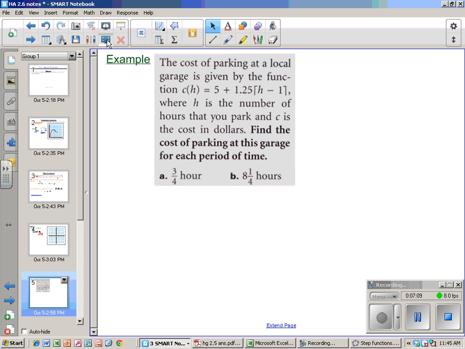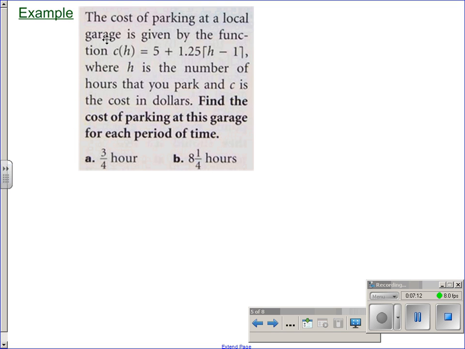So let's look at this example for the step functions. The cost of parking at a local garage is given by that function. All right, you can see the brackets here. We got ourselves a rounding up or a ceiling function, where h is the number of hours that you park and c is the cost in dollars. Find the cost of parking at this garage for each period of time.